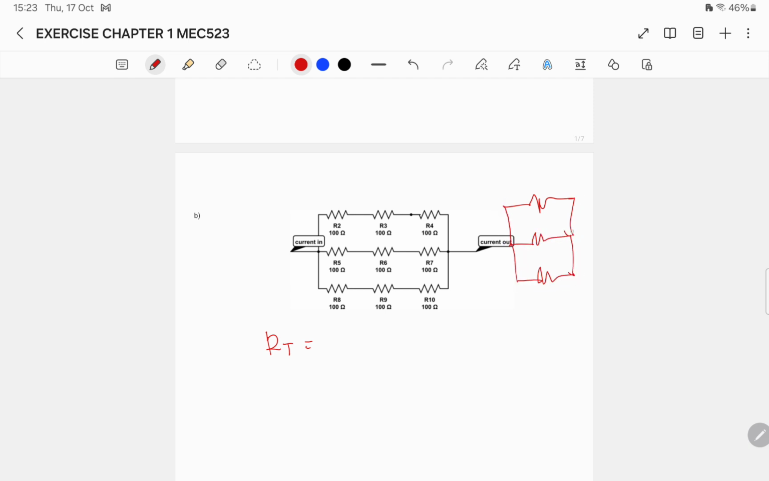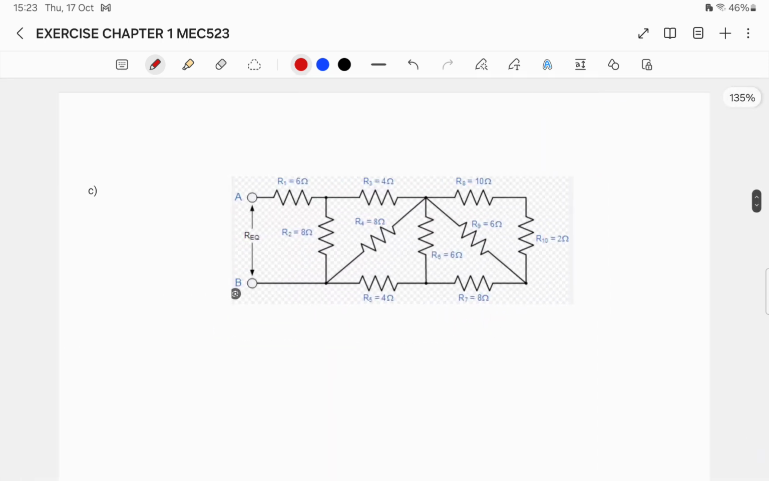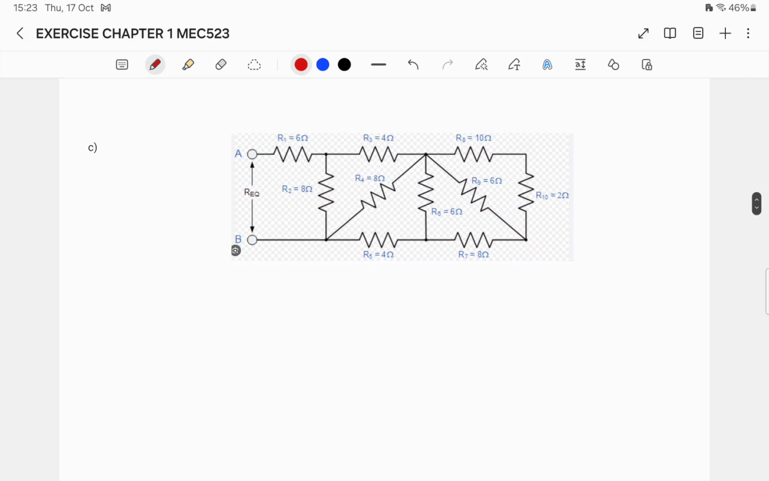Dia dah jadi macam tu kan? So ini RX, RY, RZ. So R total RX parallel RY parallel RZ. Okay? This one? Yep. Kita nak tengok R equivalent kat sini. Okay, R equivalent is from this point. Tetapi when we want to solve, kita solve dari belakang. Sebab kalau dari depan kita tak nampak. Kita pandang dari belakang. Sebab kita nak simplify sampai ke depan.